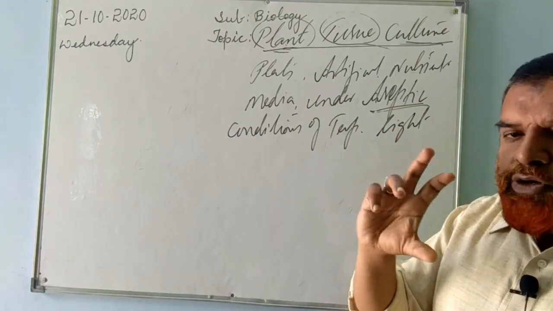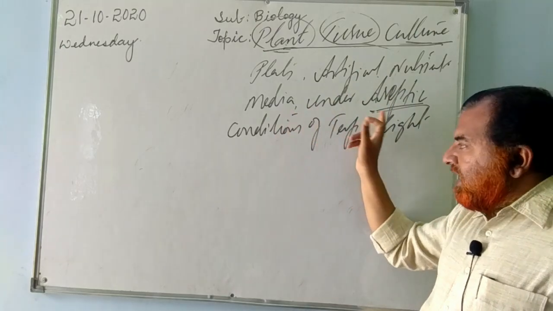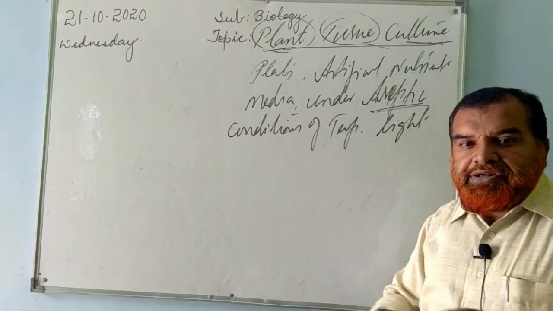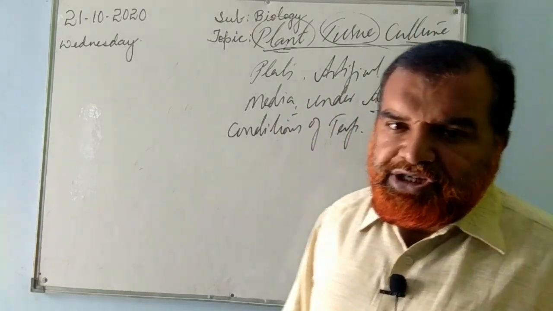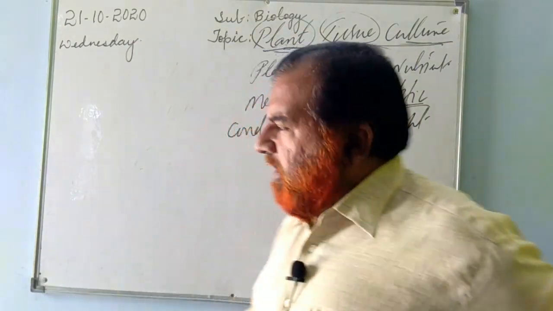So the process of growing of plants by using artificial nutrient media under aseptic conditions of temperature and light is called plant tissue culture. Now one more definition here. It is very important, right?